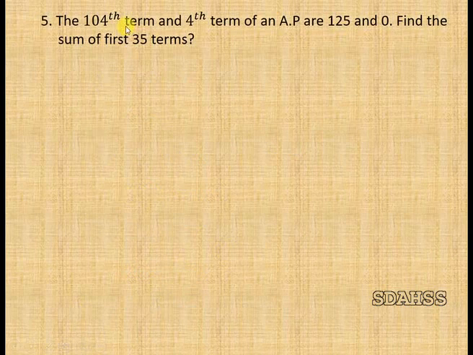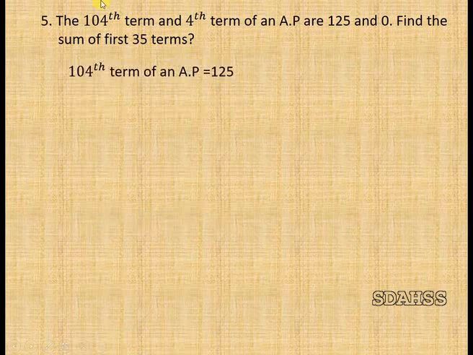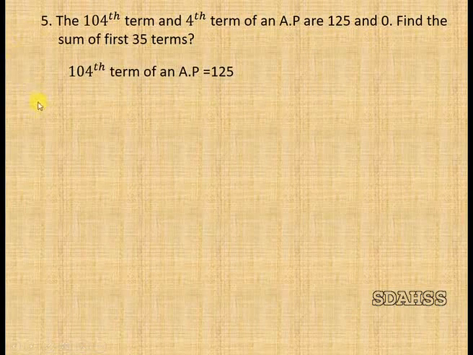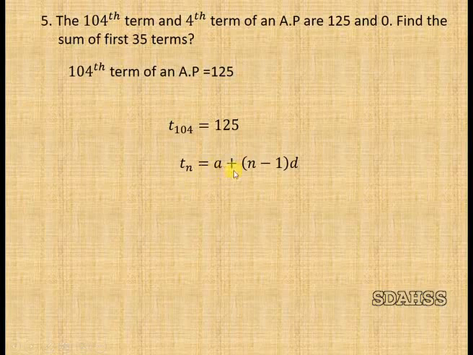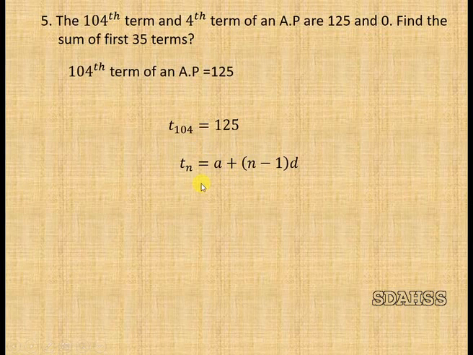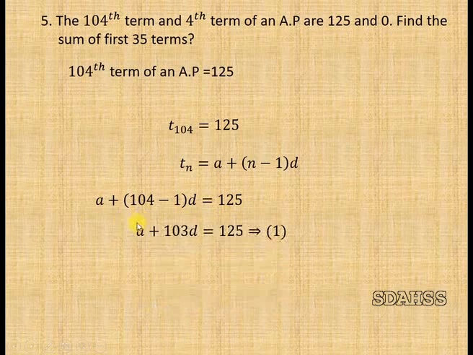The 104th term and 4th term of an AP are 125 and 0. Find the sum of the first 35 terms. 104th term is 125. So T104 is equal to 125. Then use the Tn formula. The Tn formula is a plus n minus 1 into d. Here you have to substitute n is equal to 104. So you have a plus 104 minus 1 into d is equal to 125. That is a plus 103 into d is equal to 125. Mark it as first equation.